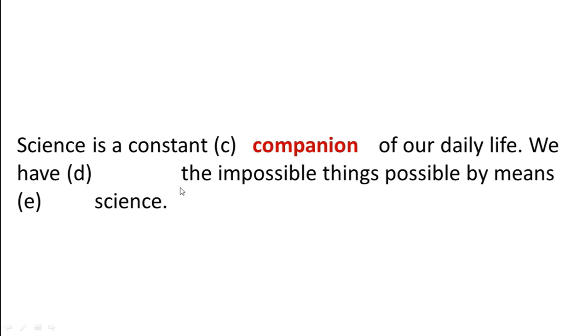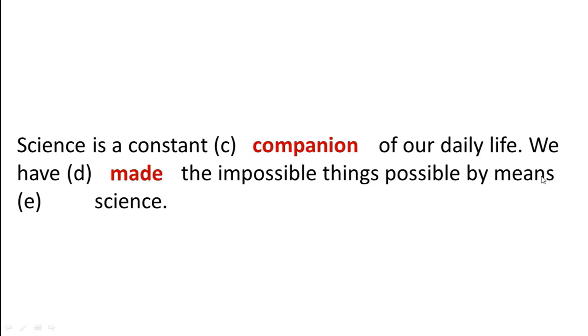We have dash the impossible things possible. Look at, we is the subject, have is an auxiliary verb. Then we can use V3 of the verb. So what can we use here? Subject plus have plus V3. That means we can use here made. We have made the impossible things possible by means dash science.